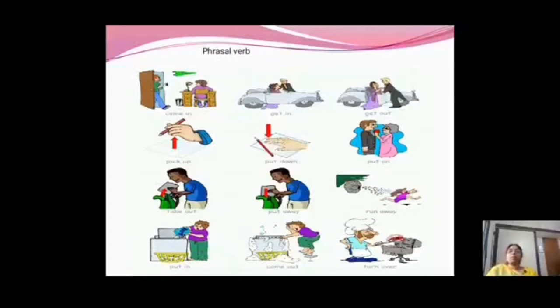See example. First figure shows come in. So you will understand, right? Get in, get out, pick up, pick down, put on, take out, put away, run away, put in, come out, turn over. All these comes under phrasal verb, right? That you learn later, but you understand that gives a proper meaning without subject and object, right? Shall we move to the next slide?